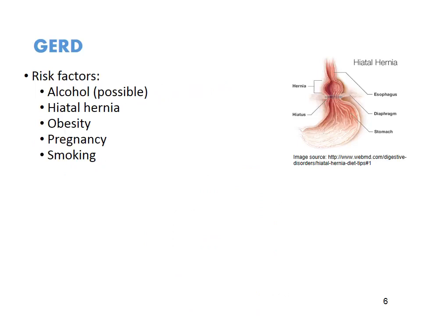One condition that can increase the risk of GERD is hiatal hernia. Normally, the esophagus is in the chest and the stomach is in the abdomen. But in hiatal hernia, as you can see in this diagram, a part of the stomach squeezes through an opening in the diaphragm and protrudes into the chest.